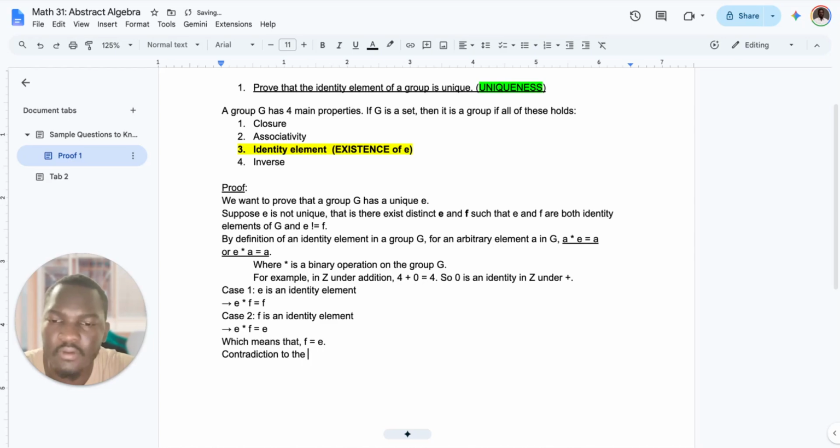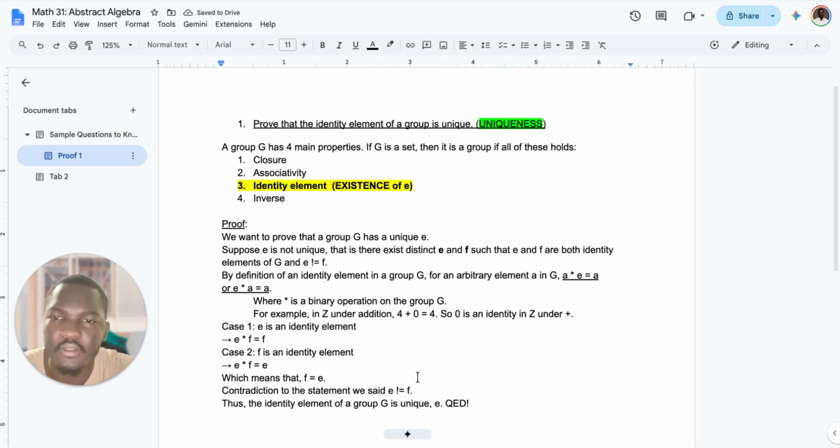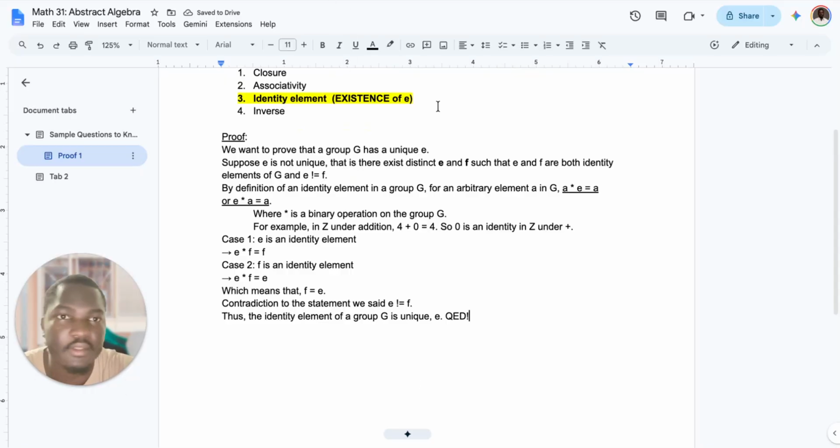A contradiction to the statement we made, that E is not equal to F. Thus, the identity element of a group G is unique. There we have it. There is our proof. All right. Thank you.